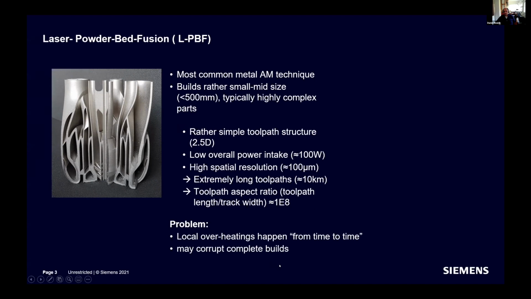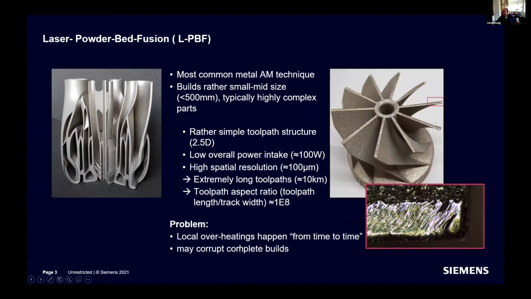So everything seems to be fine with laser powder bed fusion, but from time to time, there's a problem which is associated with local overheating. As I said, they happen from time to time, but they have the potential to corrupt complete builds by destroying the part. So if you take this typical component out, this could be this kind of impeller, and you look at it on the microscope, you see those kinds of overheated beads at some positions. It maybe doesn't look nice, but it has a real danger of compromising your quality.